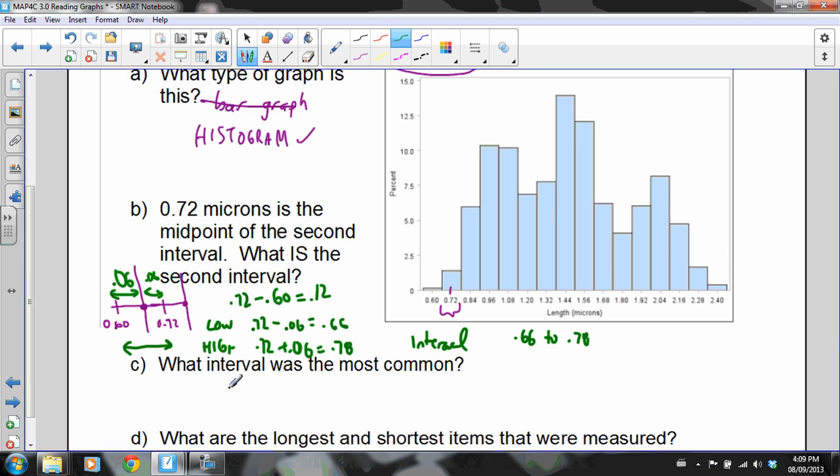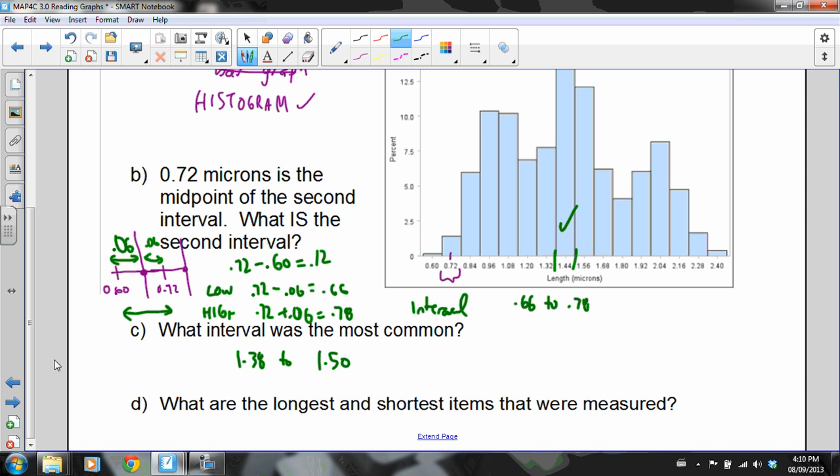0.06 higher and 0.06 lower. So it's going to be 1.38 to 1.50. That's higher. And that one there is the most common interval. So most of them were in that middle one there.